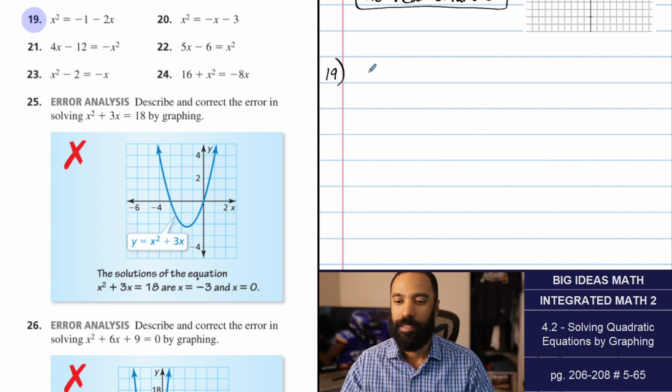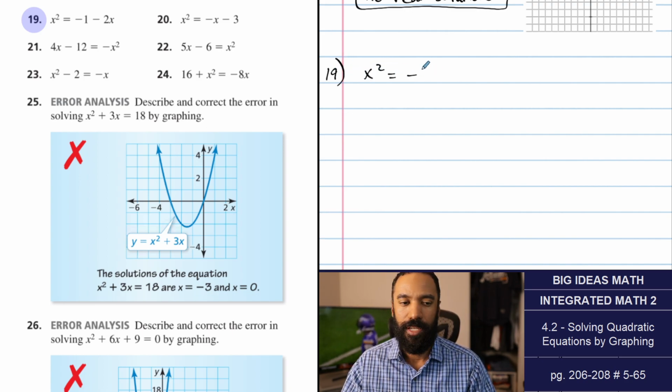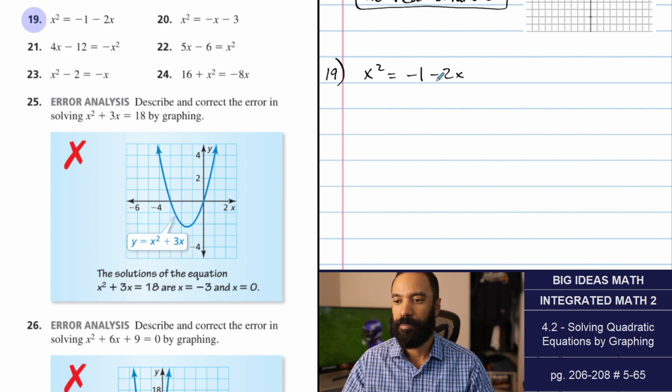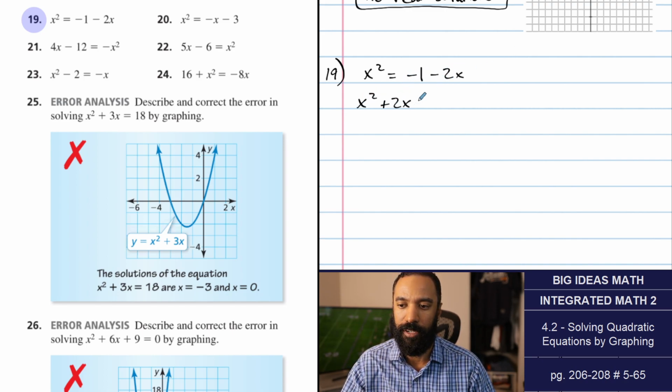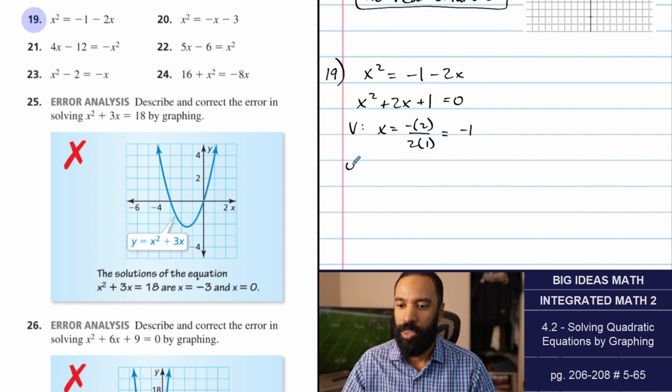Number 19, we have x squared equals negative 1 minus 2x. Let's add these over, but in standard form, the 2x will go first. I know where this one is going. Vertex x value is negative b over 2a, which is negative 1. The y value is 1.